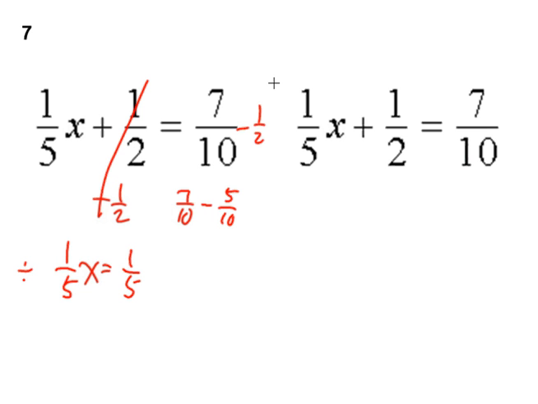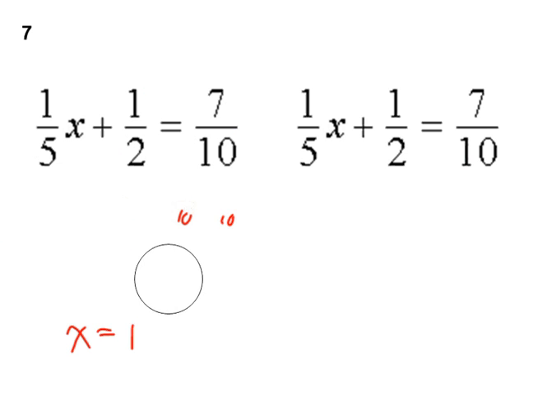Then you're going to divide by 1/5 to get rid of the multiply by 1/5. And dividing by 1/5, any number divided by itself is always 1. So I can put 1, or I can change it to multiplication by the reciprocal. And when I use the reciprocal, I get 5 over 5, which is still 1. Okay, so the answer is x equals 1. And I'm going to erase the rest of this stuff here. So x equals 1.